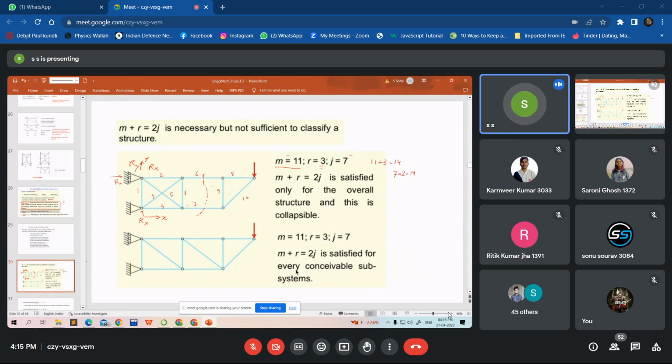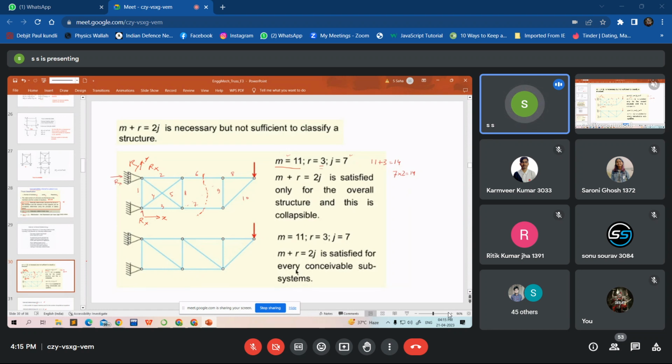Although the relation M plus R equal to 2J is satisfied, what you have to do is bring one redundant member over here and make a triangular configuration. Here the condition is satisfied, that is, the determinacy condition is satisfied, and it is also stable. Okay. So this is the condition for stability and determinacy for the truss.